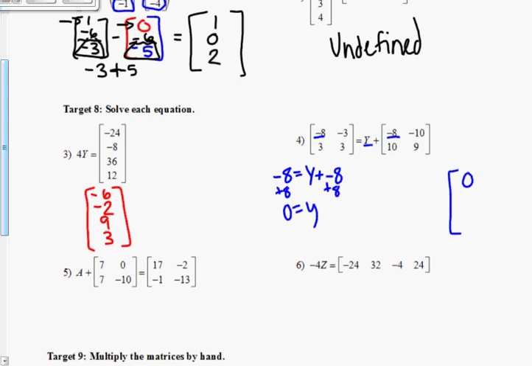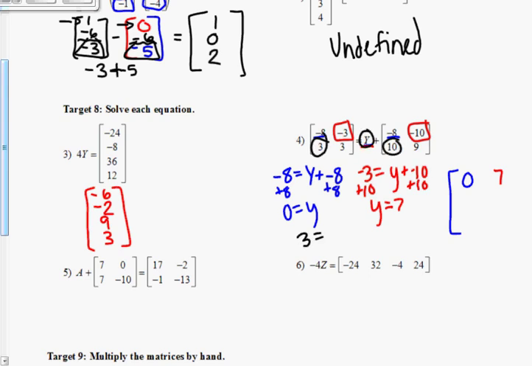So if you want to say that again, let's do it with the second term. So -3 equals y plus a -10. Add 10 to both sides, and y equals 7. For our third spot, we have 3 equals y plus 10. Subtract 10, and y equals -7.